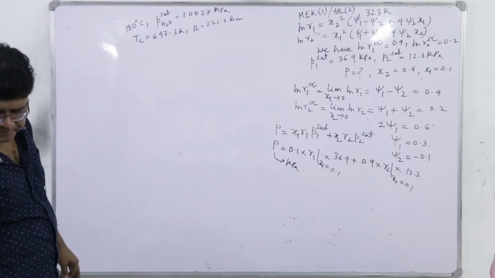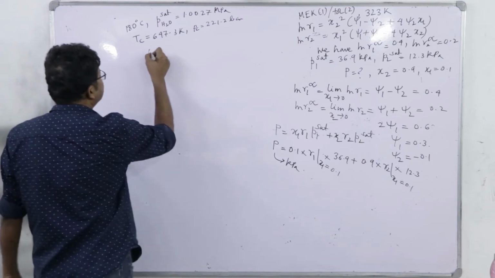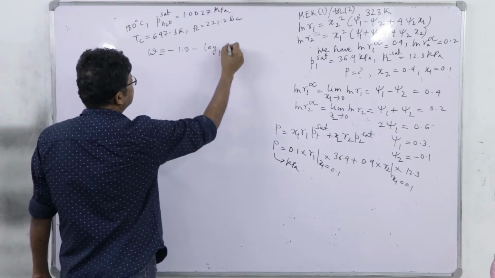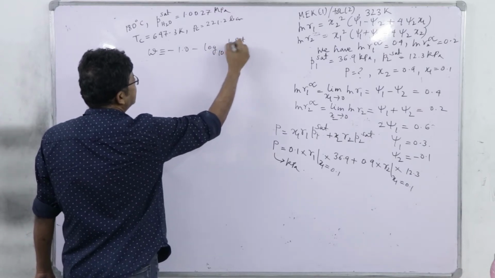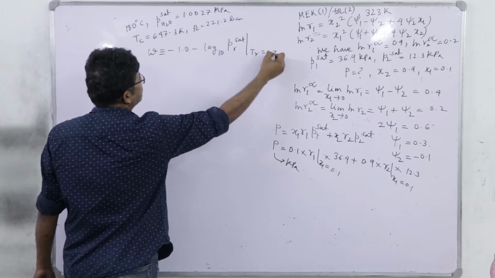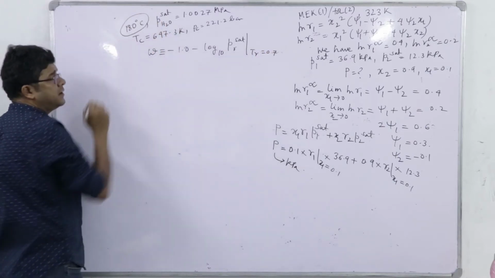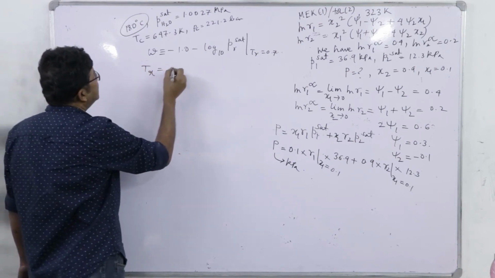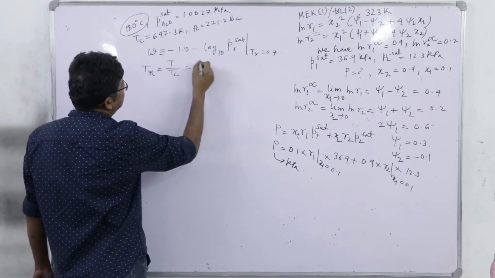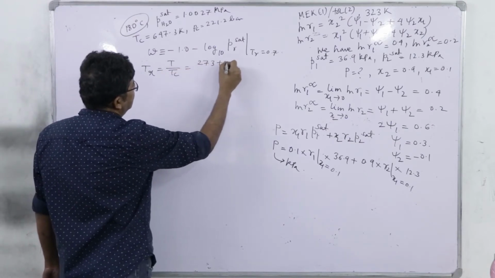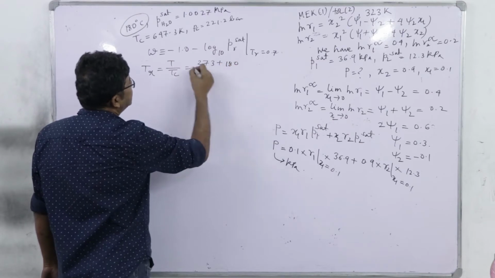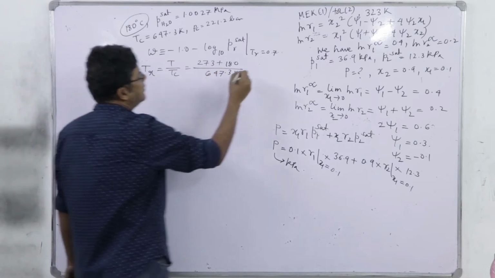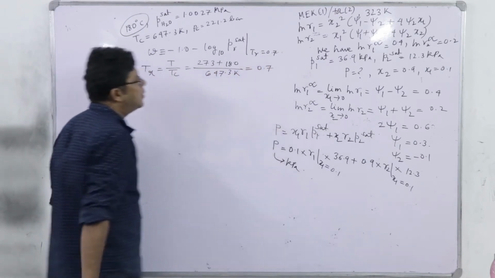So, just the eccentric factor, you see it is defined as minus 1 minus log to the base 10 of PR sat at TR equal to 0.7. So, we have to check whether 180 degree corresponds to TR equal to 0.7. Definitely it must correspond. So, TR is T divided by TC, 273 plus this 180 divided by the 647.3 Kelvin. Definitely I am 100% sure that this will be giving you 0.7.